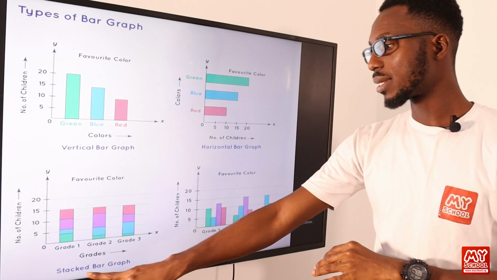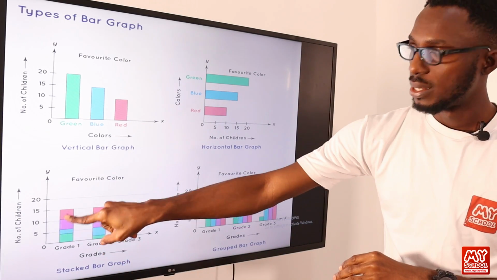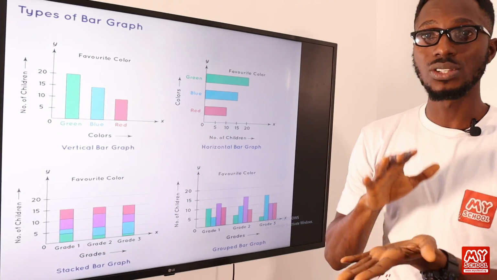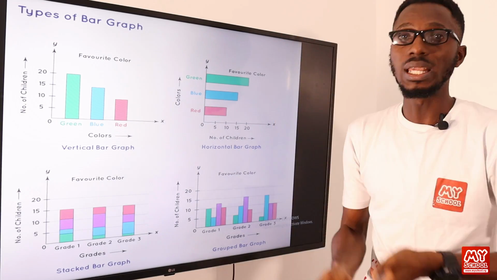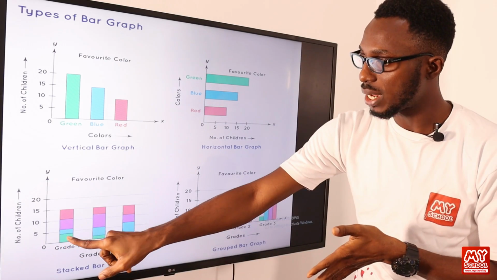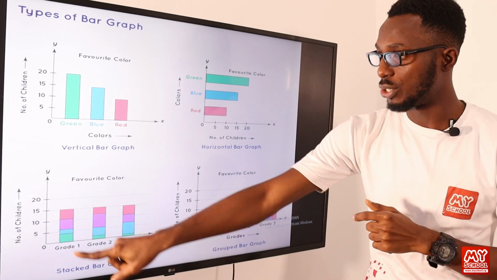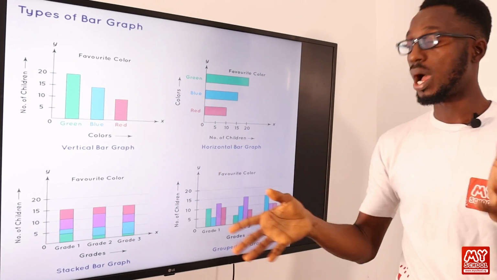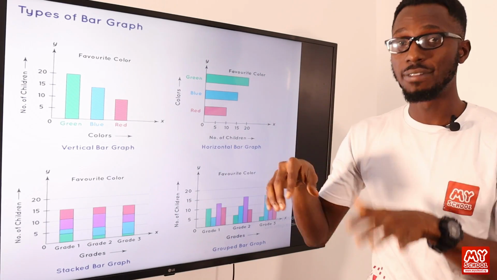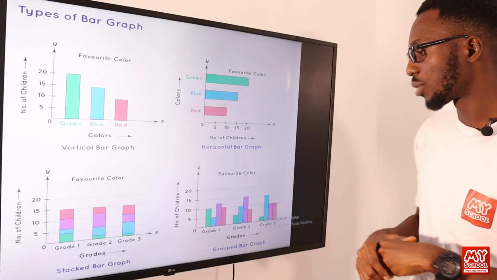Then you have your stacked bar graph. So you can see they are being stacked. More than one particular kind of data is being packaged on a single rectangle. So you can see each rectangle carries more than one representation. So you can see this. So these colors tell you, these are variations that are available, right? They are being stacked on each other, just like the name implies.